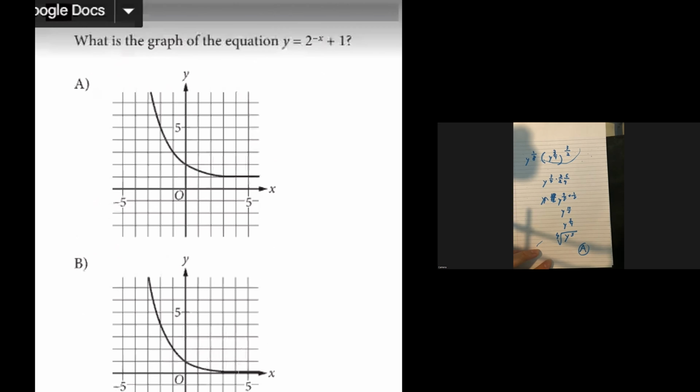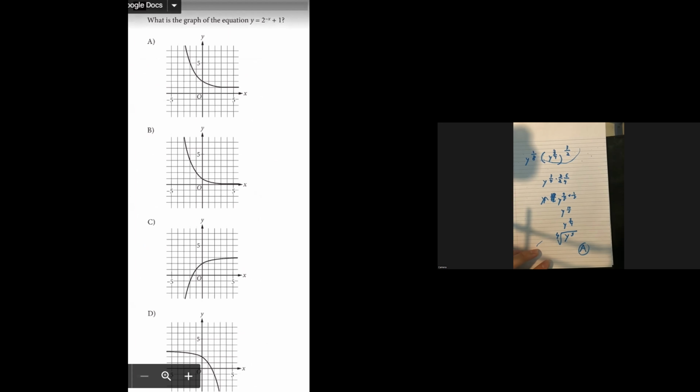All right, 12. We're asked, what is the graph of the equation y equals 2 to the negative x plus 1? So I'll give you a minute.